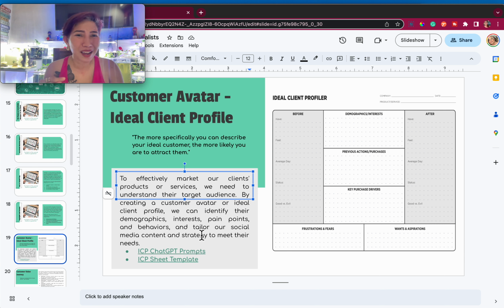Is it the correct information? Is it a correct answer? Is it what we're looking for? Does it align with what the client is about, with what the brand is about, with what the business is about? So we have to think, we have to factor those things in before we get those answers from ChatGPT.